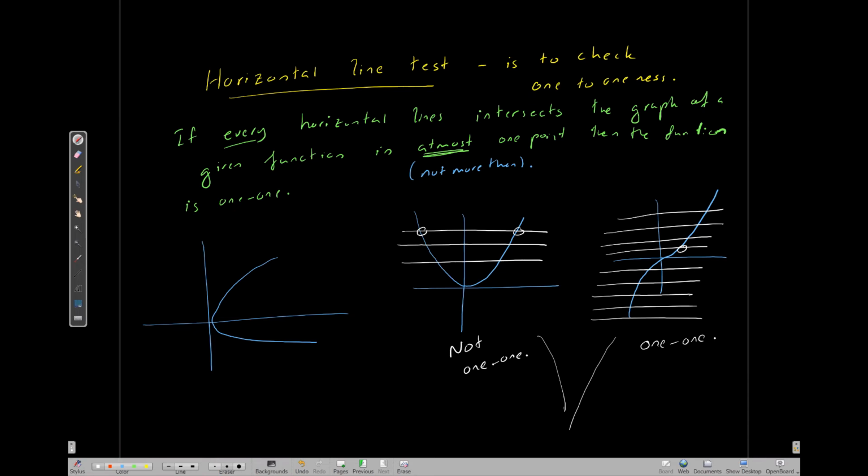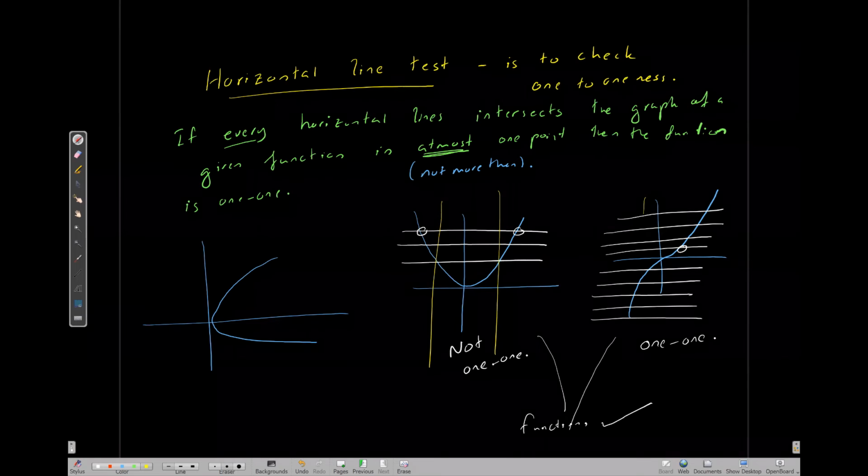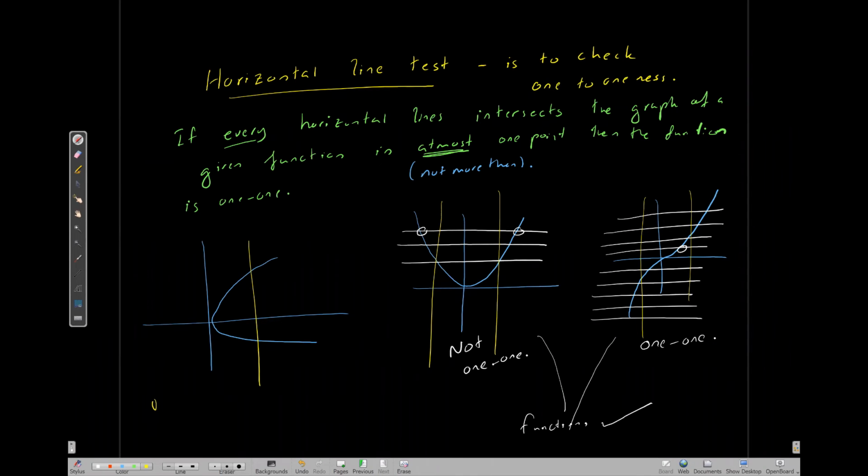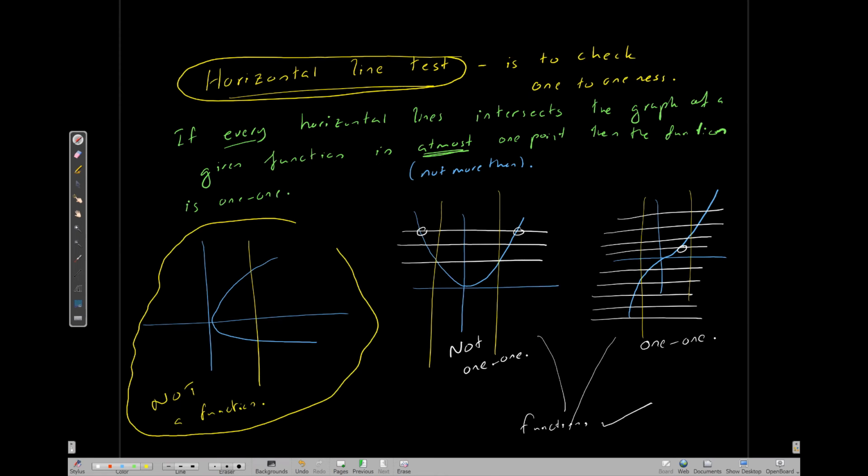And both of these two are functions actually, because they satisfy the vertical line test. Let me remind you, if you draw any vertical line, it's only hitting your graph once. This one is not even a function, it fails the vertical line test. But in today's video, we are talking about the horizontal line test. We use it to check whether it's a one-to-one function. We already know that it's a function. I just drew this one in order to remind you of the vertical line test. Now, moving onwards.